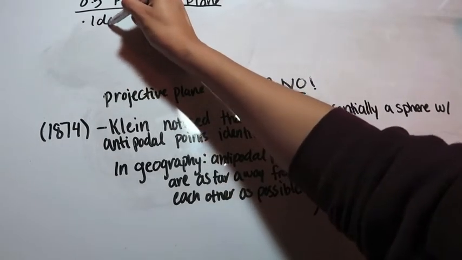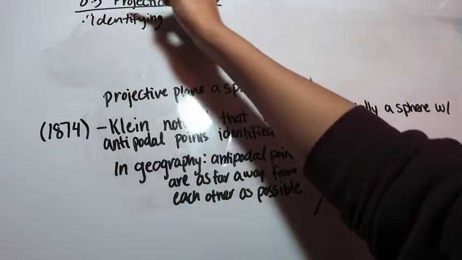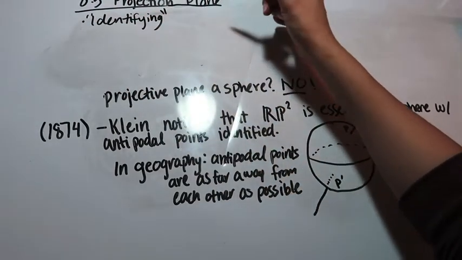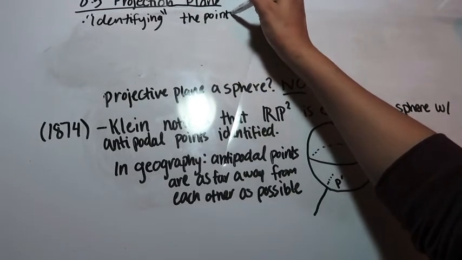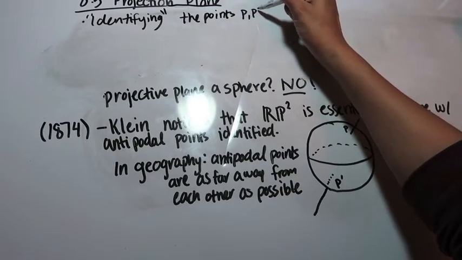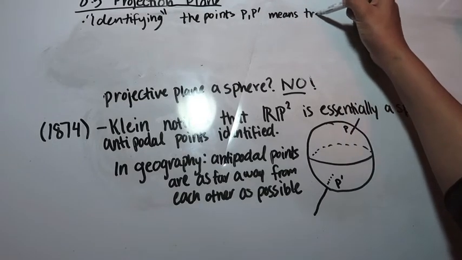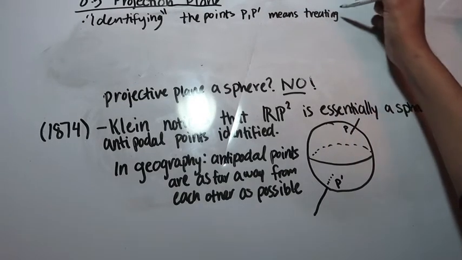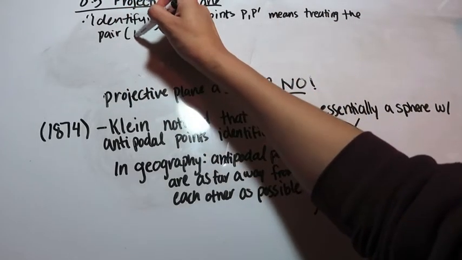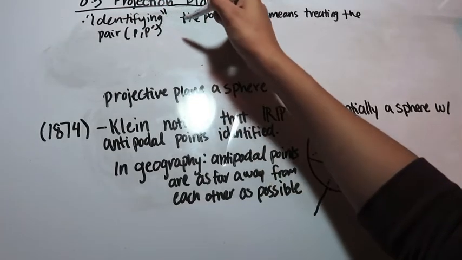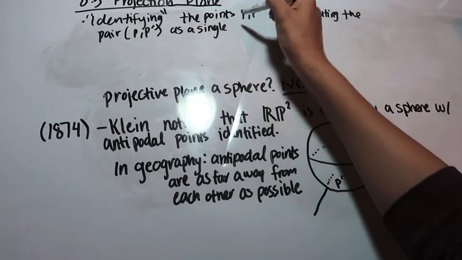So identifying the points P and P prime means treating the pair P, P prime as a single point.